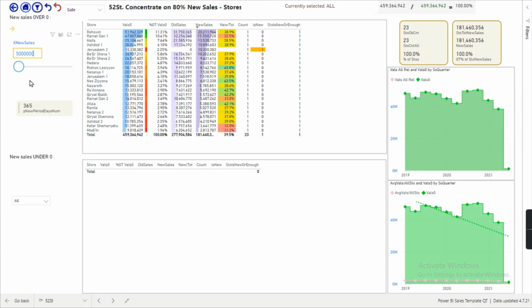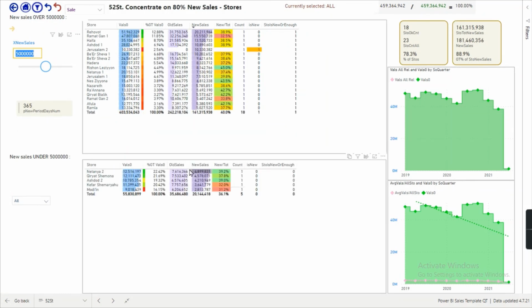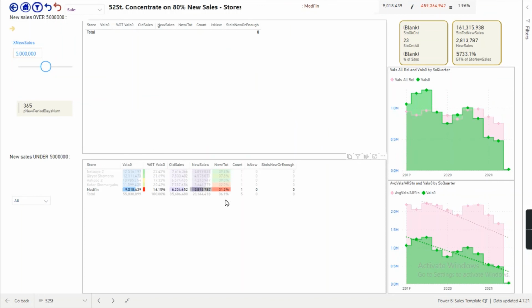Enter. Then stores that are selling in the last period less than 5 million are at the bottom of the table. There are 5 stores like this. Let's look at the bottom one. Bottom one is Modi'in, is generating 3 million this year, and if we select it, we see the graphs that we know already.